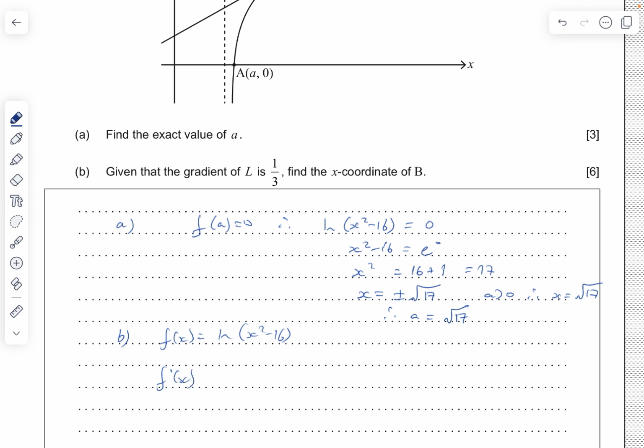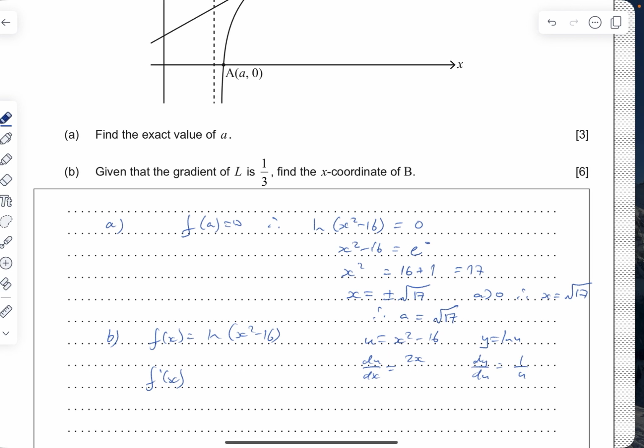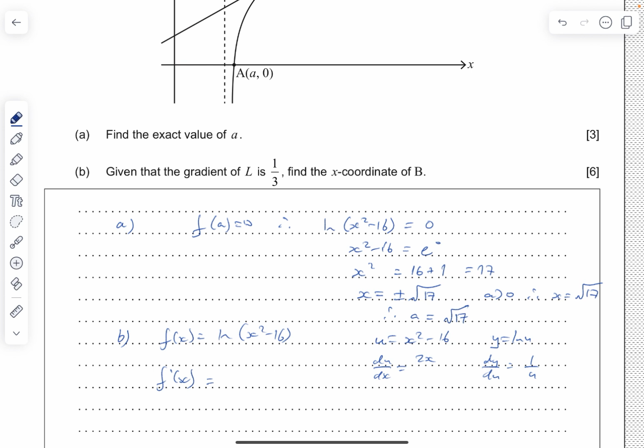And this is a chain rule, so let's do u equals x squared subtract 16, du by dx equals 2x, and the negative 16 then disappears. And that means that y equals log of u, dy by du equals 1 over u. So therefore f dashed x equals 1 over x squared subtract 16 from this piece, multiplied by 2x.